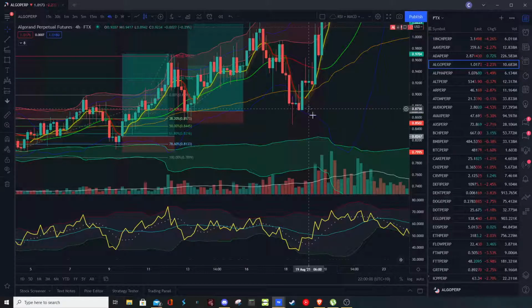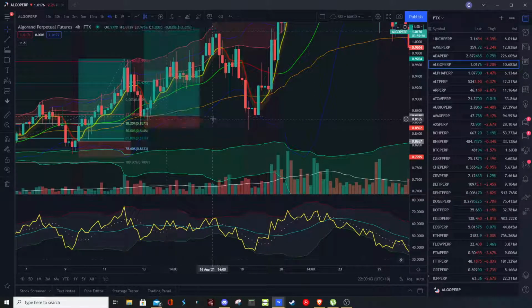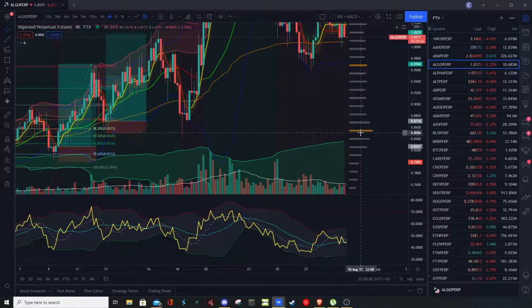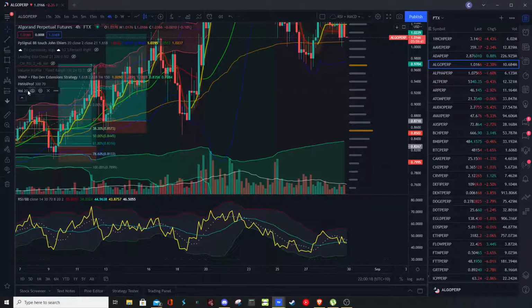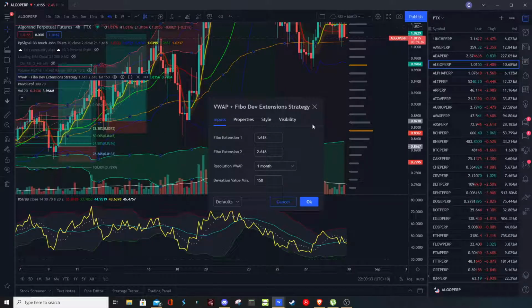Oh, probably would, right? We're still at that support shelf here, and we've got some volume back support right there. Okay, that's a poor man's volume profile. So that's the VWAP plus 50 dev extension strategy, or Fib deviation extension strategy. The coding behind the strategy isn't 100%, but the calculations are.